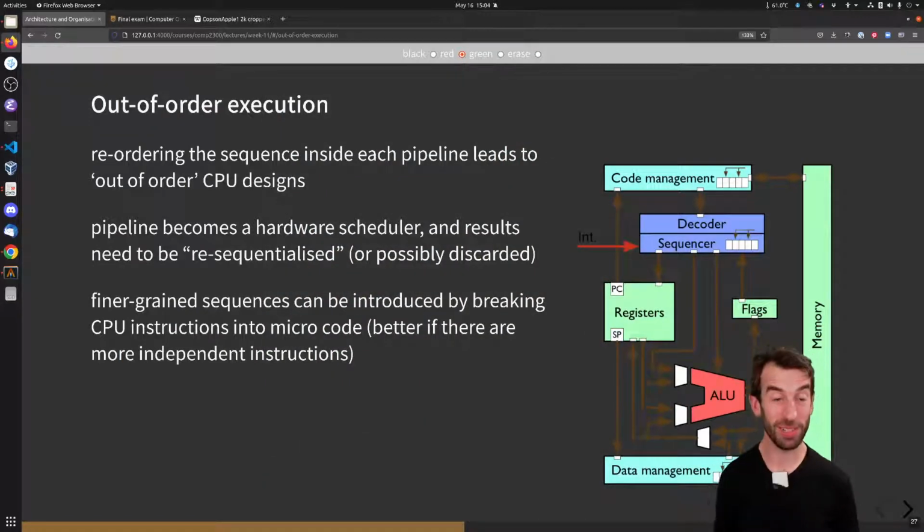Out of order execution. So reordering the sequences inside the pipeline, inside this area. We've already loaded up some code. The sequencer is deciding to put them into different places, and we just switch around which one we're pointing to.